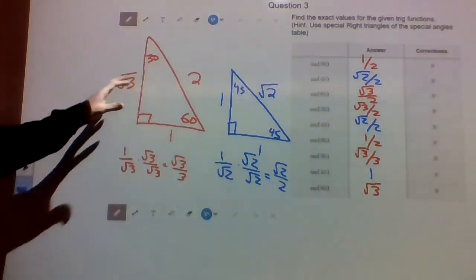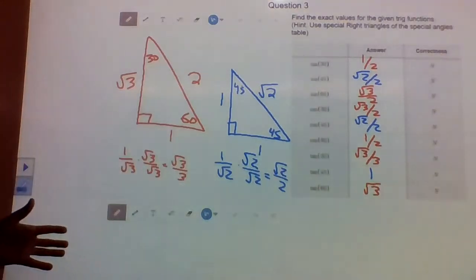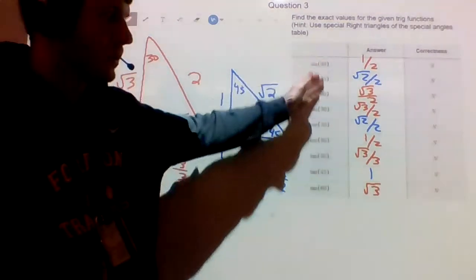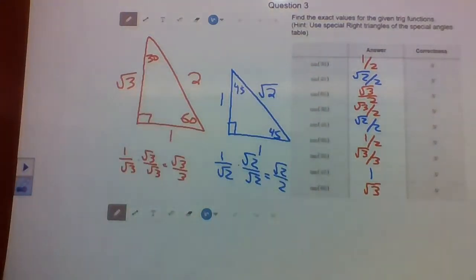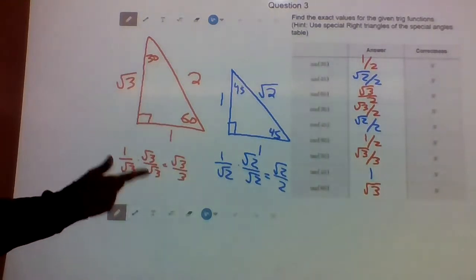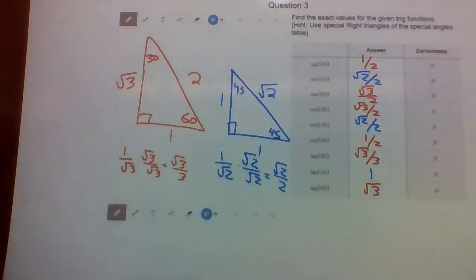Okay, but again, you can use the special right triangles, but also we're providing you the table. You can just look at the table for these. Okay, that's for 30 degrees, 45, and then for 60 degrees.